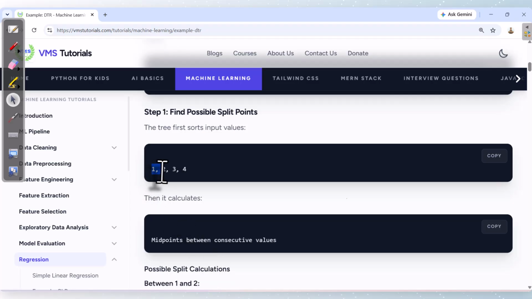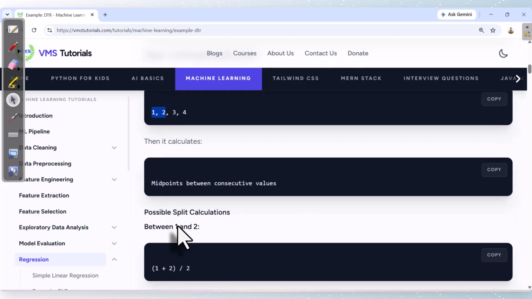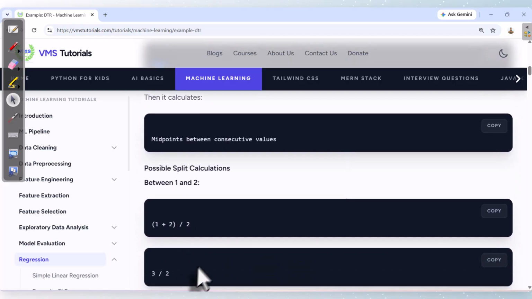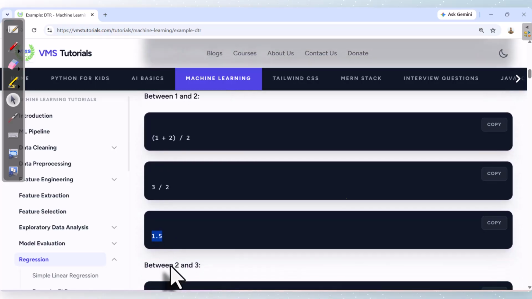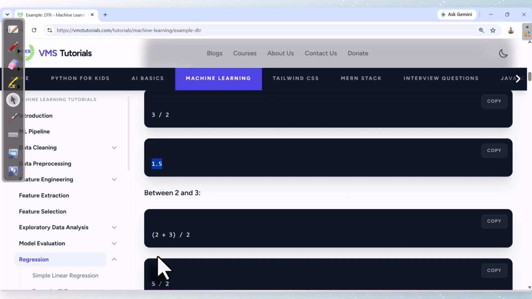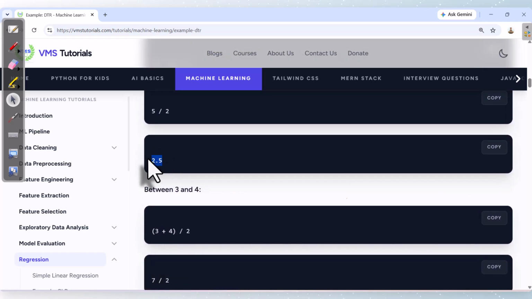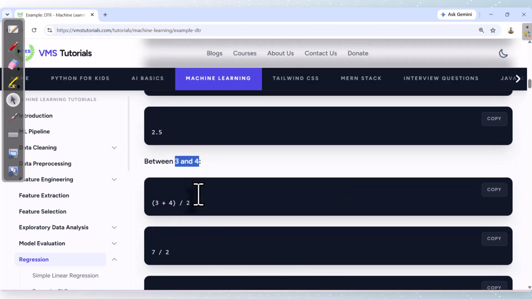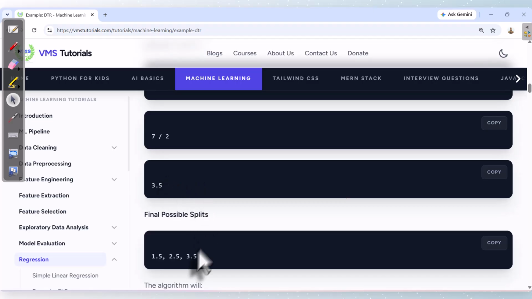It means that for 1 comma 2, what is the average? Between 1 and 2, what is the average? So 1 plus 2 by 2, that is 3 by 2, that is 1.5. This is the first split point. Now between 2 and 3, we have 2 plus 3 by 2, that is 5 by 2, value is 2.5. This is one split. Then between 3 and 4, 3 plus 4 by 2, that is 7 by 2, that is 3.5. So now we got three split points.